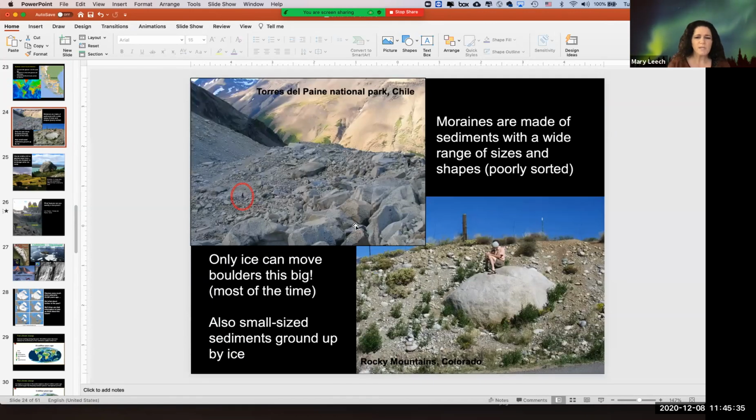I'm going to go through some of these pictures kind of quickly just because they're descriptive. This is part of the moraine material. I think I've used this image before to show the very large boulders that glaciers carry. And it's poorly sorted, lots of different size particles in this sediment. So everything from very small silt size particles to boulders.